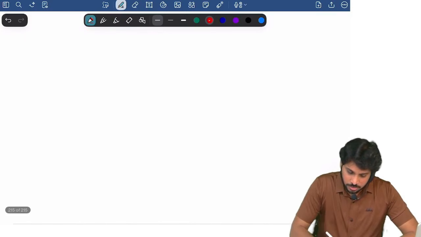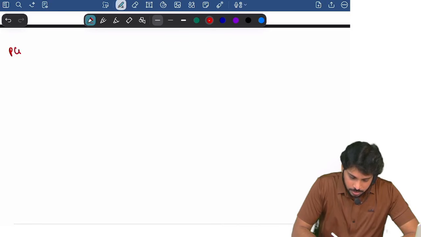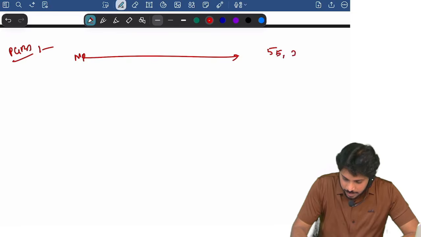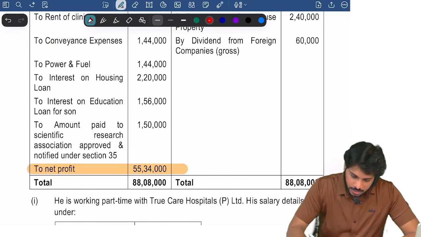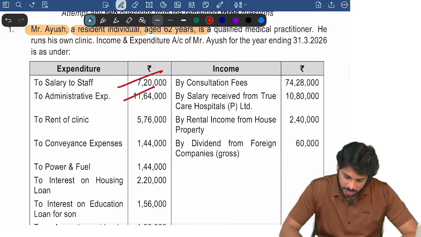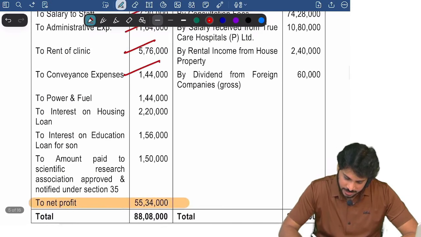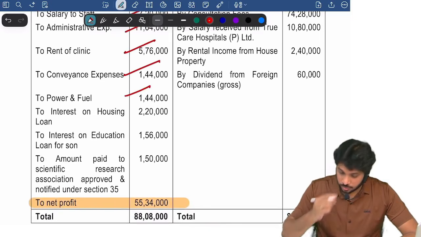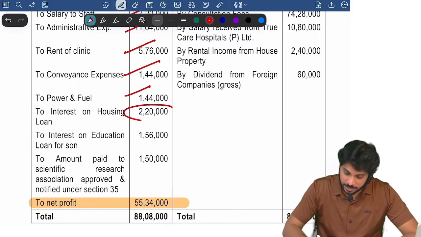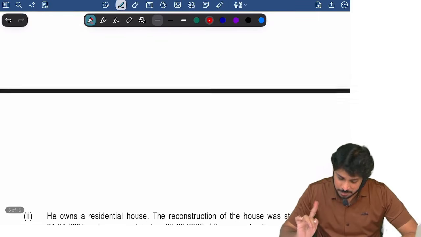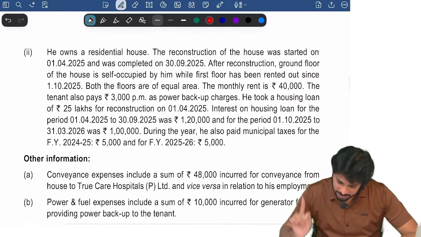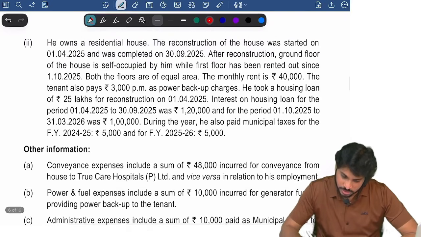Now, what is the net profit? 55,34,000. That's the PGBP income, net profit. Okay. Now debits. Salary allowed, administrative allowed, rent allowed, conveyance allowed, power and fuel allowed, interest on housing loan. That is not a PGBP item. But I want to see, is the house fully used for business purpose? Is it used completely for personal purpose or business purpose also? I want to see that.